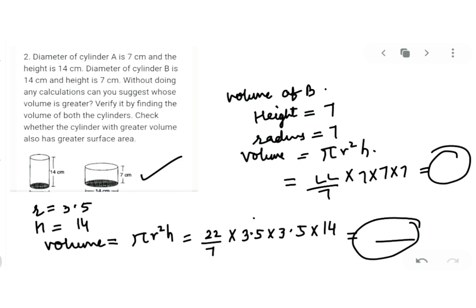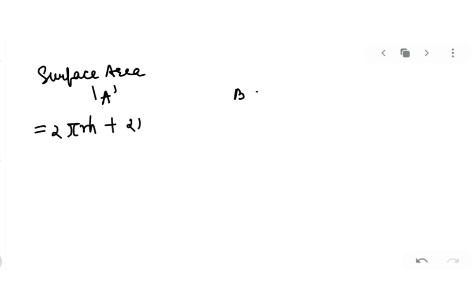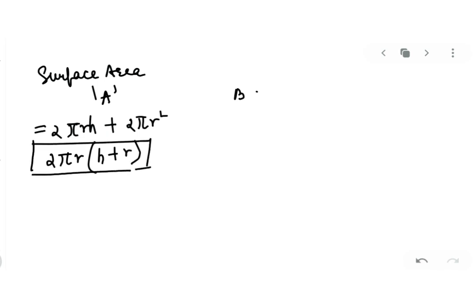Okay. Now let's find the surface area of both. I'll take up a fresh page. Okay, let's find the surface area. So surface area of container A and container B. As you know, the total surface area formula is 2 pi r h plus 2 pi r square, from where you will take 2 pi r common and inside will be h plus r. This is the formula for total surface area.